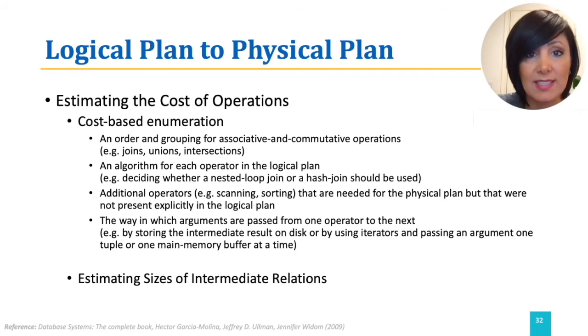These are important and decided in the optimizer and during plan enumeration. We also decide about the need for additional operators not explicitly present in the logical plan, as well as on argument passing. In the rest of the session, we will discuss estimating the size of intermediate relations as a preliminary step. We will learn more about cost-based enumeration in our query optimization discussions.